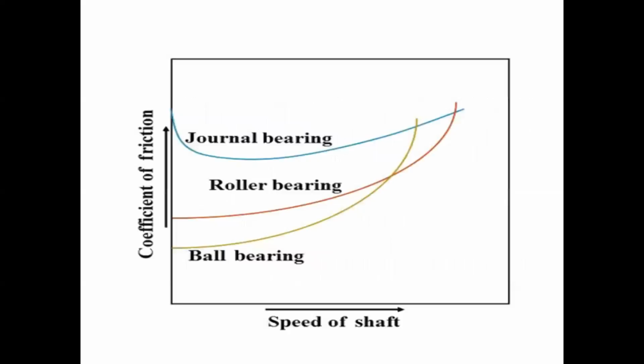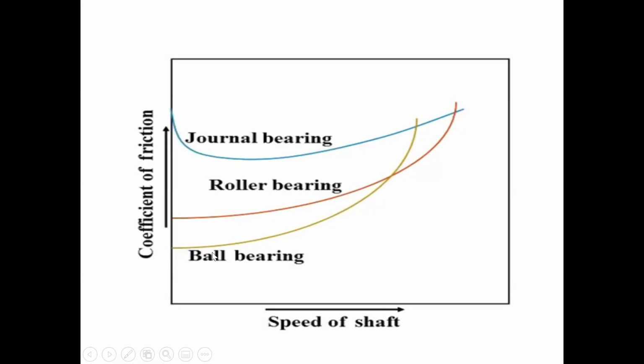Okay, so if we compare the coefficient of friction versus speed graph for three types of bearing, that is ball bearing, roller bearing, general bearing. If you see, the general bearing has higher friction at very low speed, and as speed is increasing, the friction comes to a minimum point at some speed, and then again the friction starts increasing due to the fluid friction.